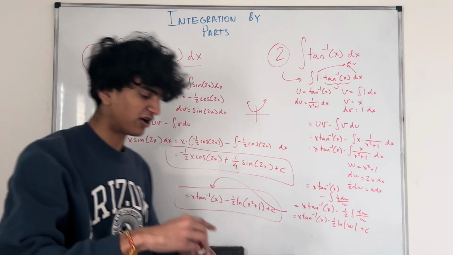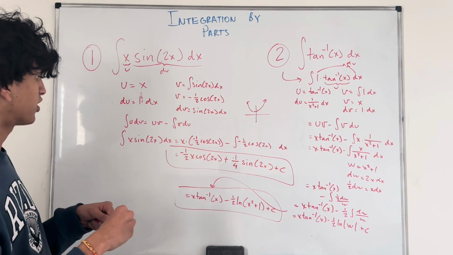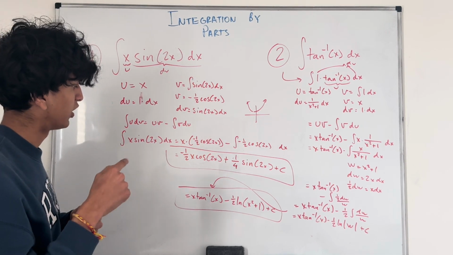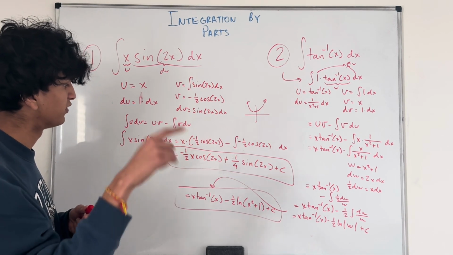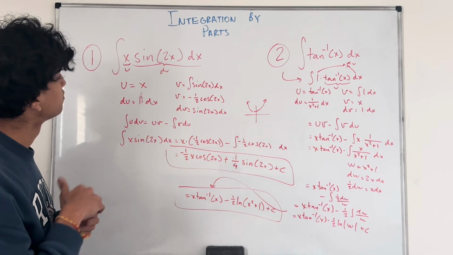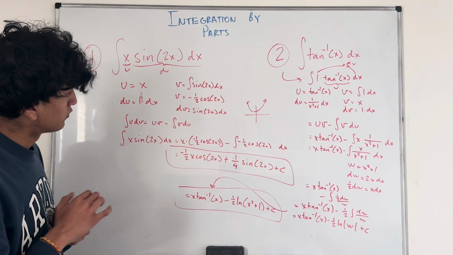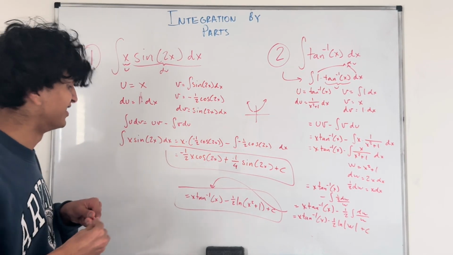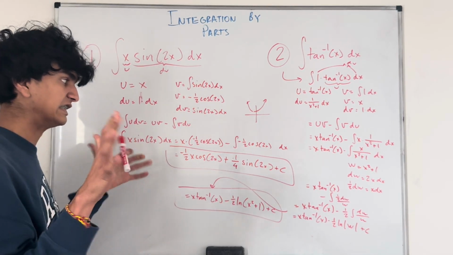Let me quickly double check this one. If I do my product rule here, I get x cosine 2x, or I should say negative 1/2 cosine 2x plus x. I'll do that later. I'll verify this is right, and then I'll let you know in the comments or something.